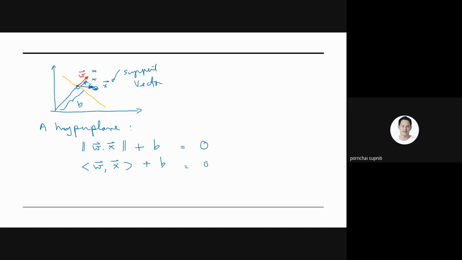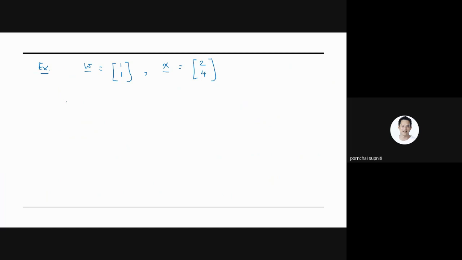Let's look at an example of this type of equation, what it means. For example, if you are given that W is 1 1 and X is equal to 2 4.